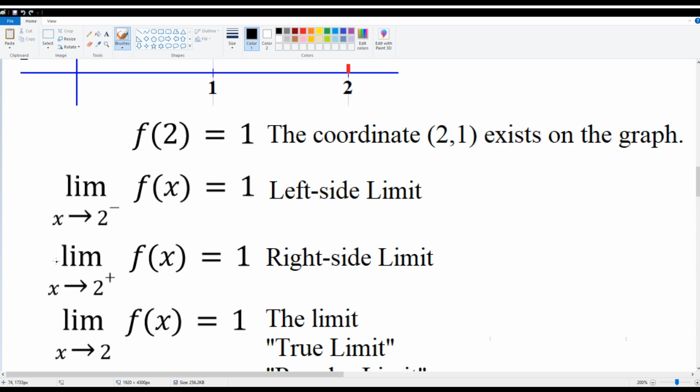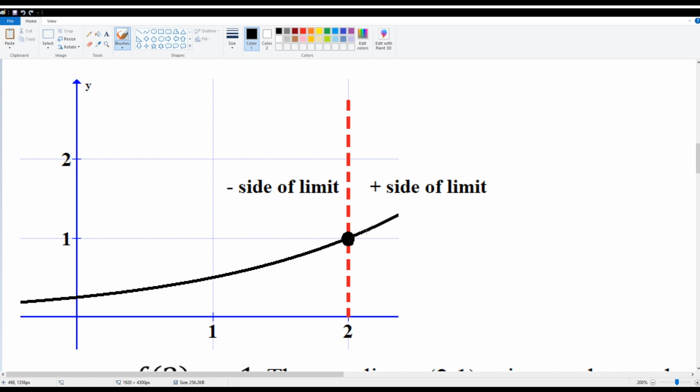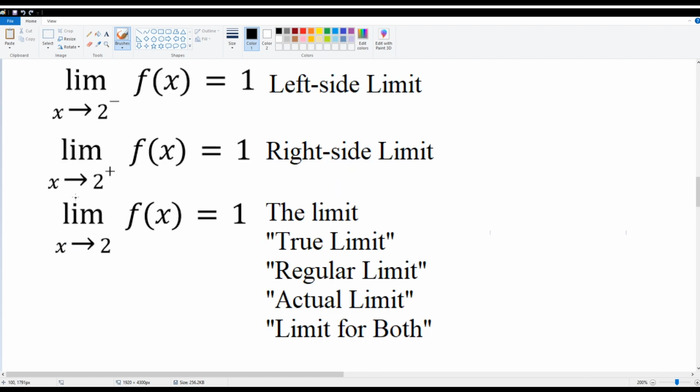But we can also say that as we approach the x value of 2 on the left side of the graph, the limit that we approach is 1, and the same for the right side of the graph. Since in both of these situations, as we get closer to the x value of 2 on either side, the y value that the graph appears to be approaching is y equals 1. Thus, we can say that the limit as x approaches 2 of this particular function is 1.